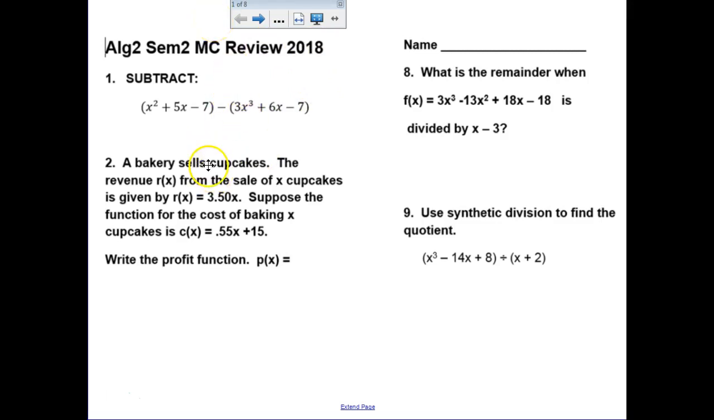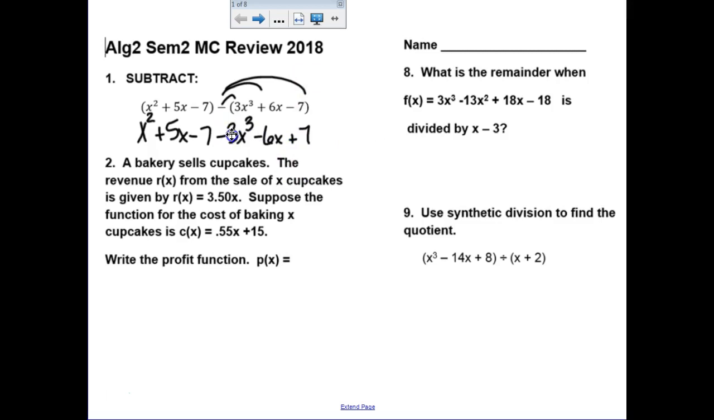So here we're going to subtract these polynomials, and I would suggest that you distribute the subtraction all the way through and rewrite the question itself. So x squared plus 5x minus 7 minus 3x to the third minus 6x, but this last 7 here becomes a positive 7. So then you're going to want to collect your like terms.